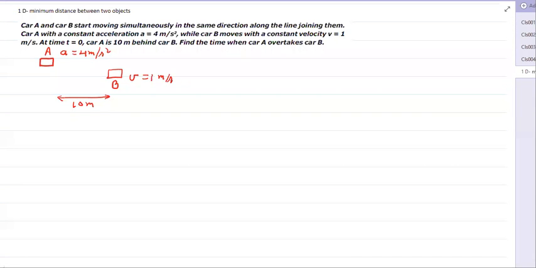So to overtake, the distance traveled by A must be equal to the position of B. The position of A must be equal to position of B. So whatever is the relative distance between them, that has to be covered with this acceleration and velocity. Okay, so suppose we write S equal to ut plus half at square for relative motion.